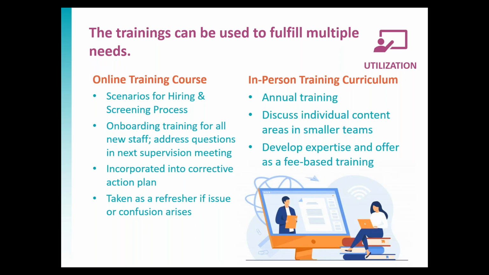Oh yes. Sorry to interrupt you. I don't think the slides are advancing for people. I would say if they're not going to advance, maybe try giving me mouse control. So are you not seeing where it says the trainings can be used to fulfill multiple needs with online and in-person? I am seeing that. Is anyone, please chat us if you are not seeing that now. No, it looks like everyone's fine now. Okay, thanks. Okay, sorry about that.